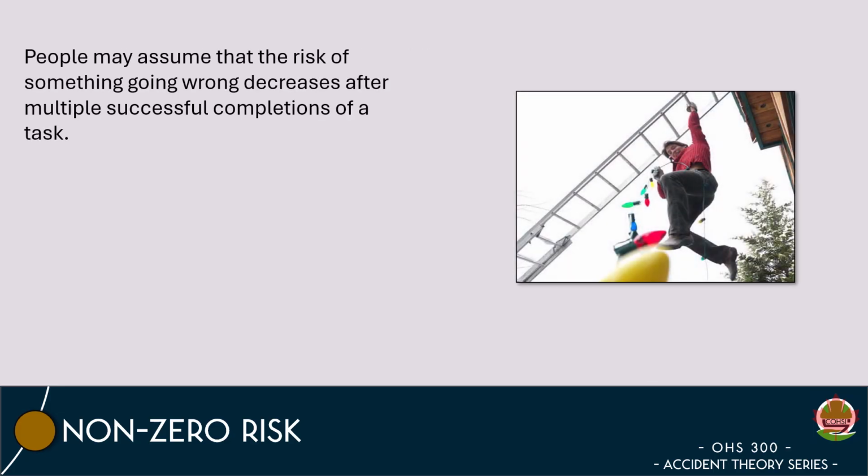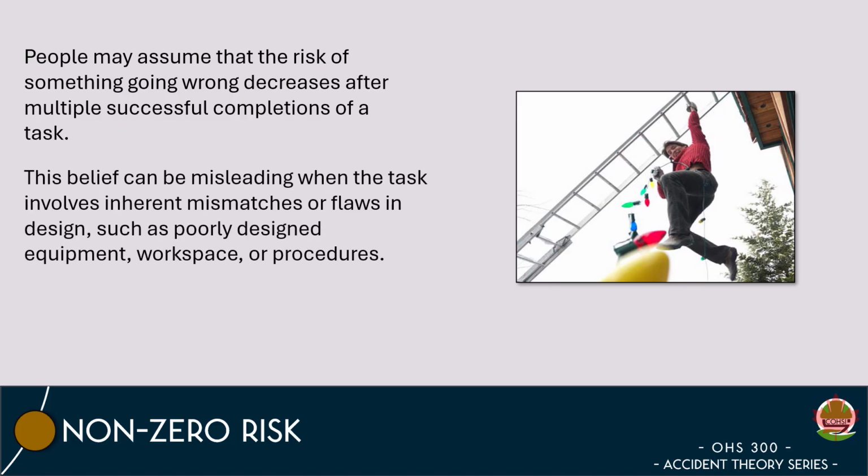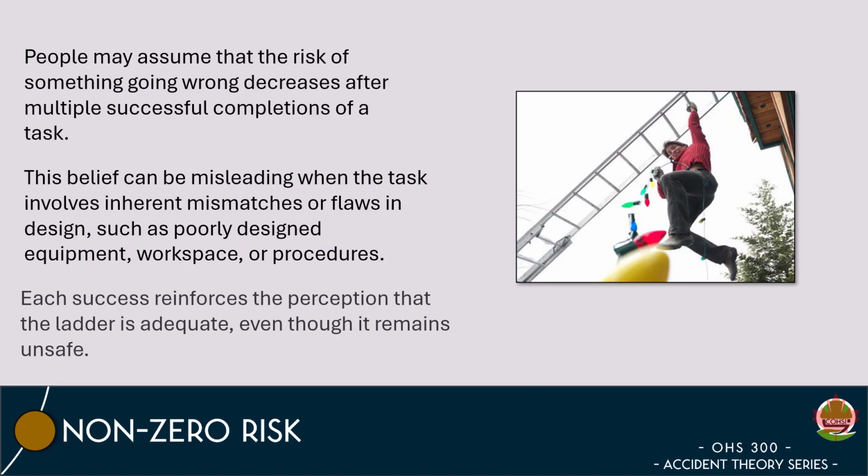People often think that the risk of an adverse outcome decreases with each successful completion of a task. However, the activity might involve inherent mismatches due to poor design in equipment, workspace, or procedures. For instance, if someone repeatedly uses an unsuitable ladder to install holiday lights and succeeds each time, they might start to believe that the risk associated with the incorrect equipment is minimal. Despite their low failure rate, any occasional mishap is viewed as a surprise or personal failure rather than a predictable result of the design flaw.